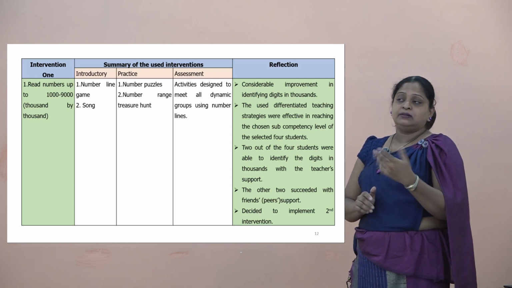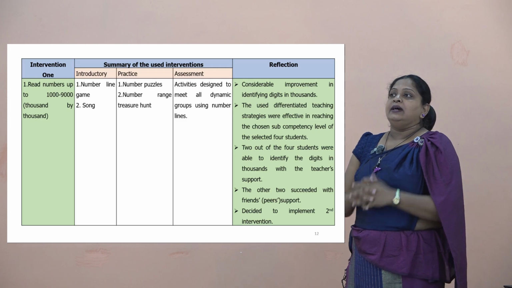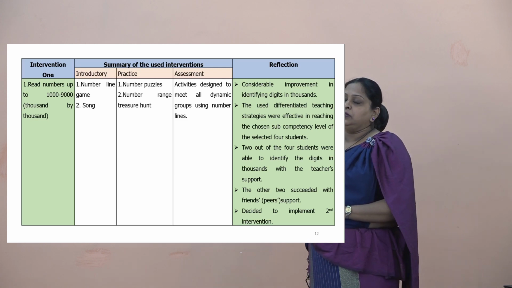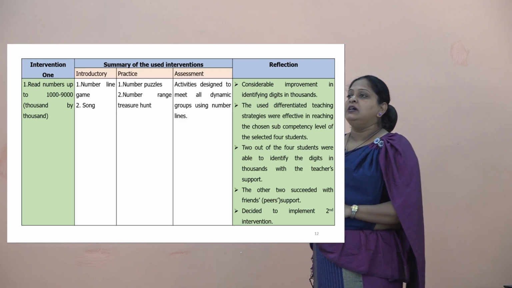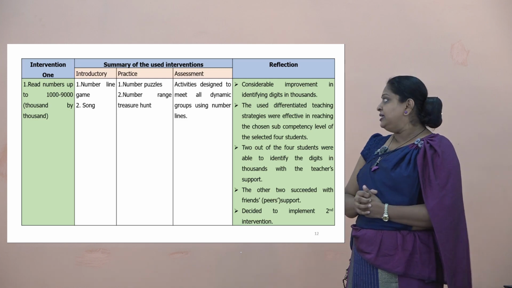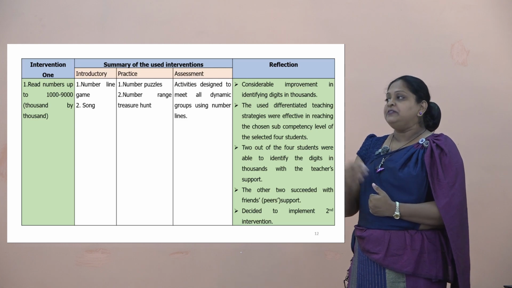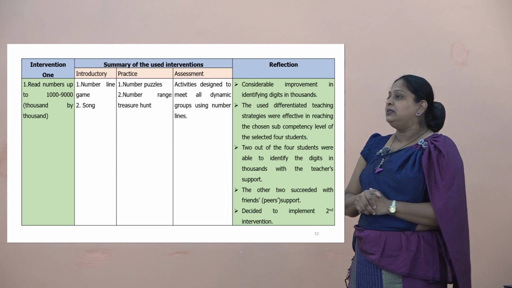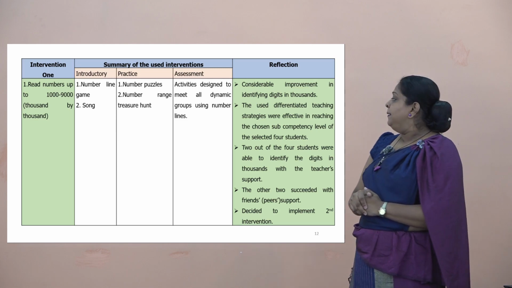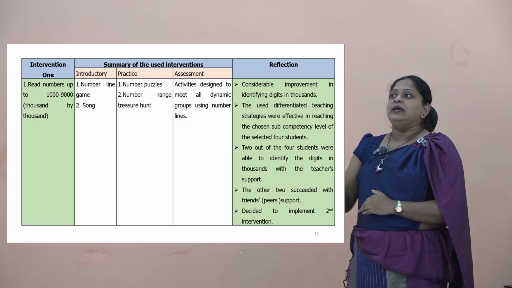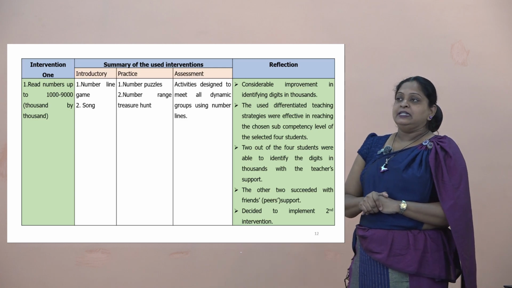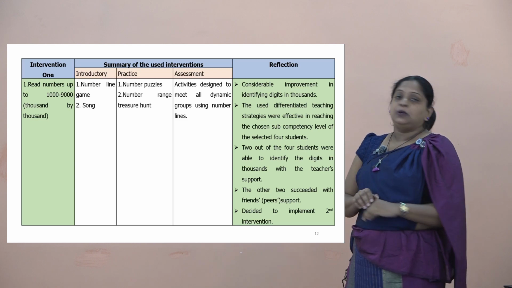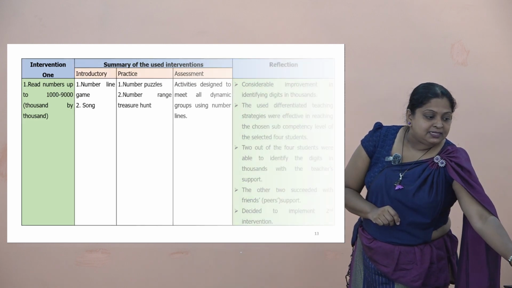So as per the reflection, I was able to identify two groups. Out of 4 students, 2 were highly dependent on my support, that is teacher support, and the 2 other friends were backing each other up. So I thought to put them as a peer supported group. However, I thought of continuing with the second intervention just to ensure whether they can understand the place value properly.